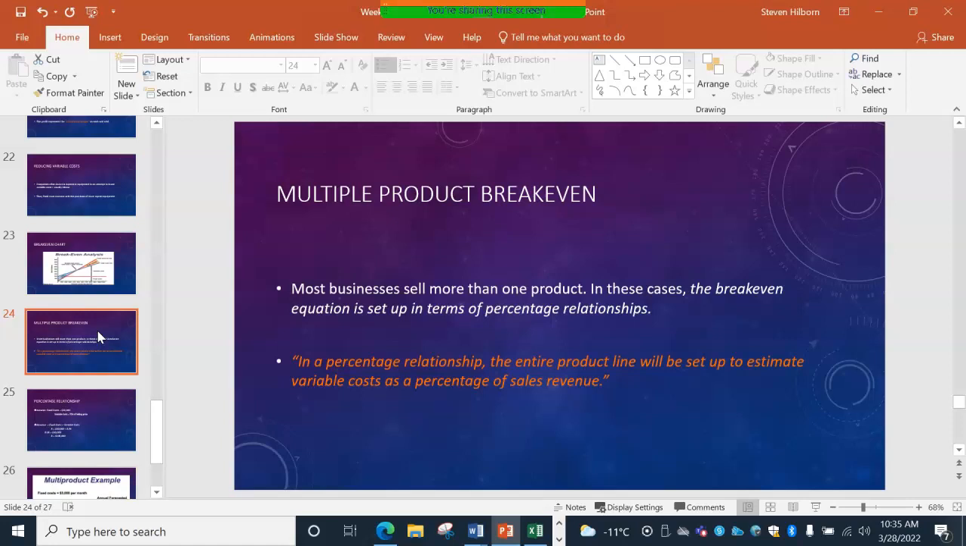So then we don't just sell mattresses. That's not what we do. Most businesses don't sell just one item. They sell multiple items. So in this case, we must have a break-even equation to set up in terms of the percentage relationships. If you remember food and beverage cost controls, this would have been menu mix or menu popularity.